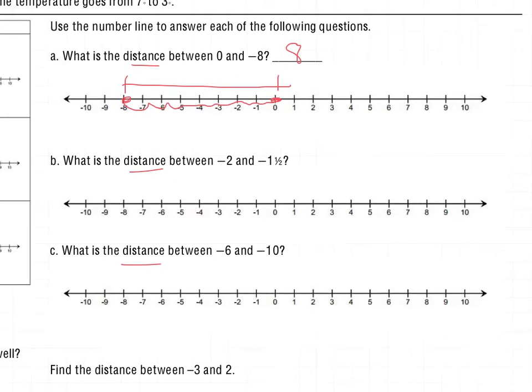Over here, what is the distance between -2 and -1/2? Okay, so this one, -2 is here. -1.5 would be between these two. So actually I can see the distance between these two is only half. And the distance between -6 and -10, counting over, 1, 2, 3, 4, we should get that our distance is 4.